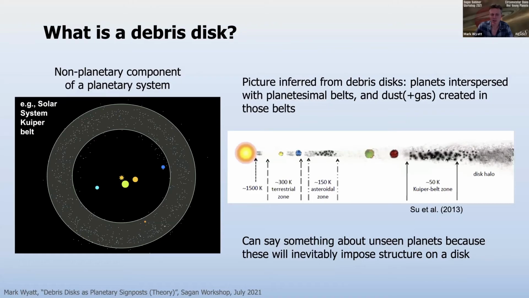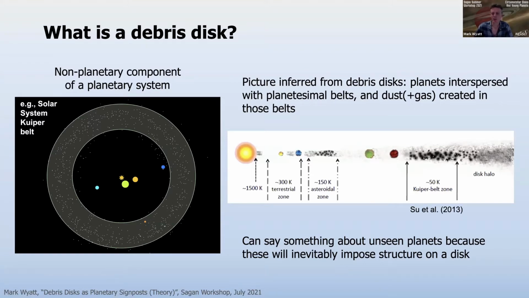So first of all, let's get on the same page about what a debris disk is, seeing as we've been talking about protoplanetary disks until now. The perspective that I'm going to be using in this talk is that debris disks are a component of a planetary system. They are anything that is in a planetary system that isn't a planet. So, for example, in the solar system, we have the comets orbiting the sun beyond Neptune, and we also have the asteroid belt orbiting much closer in, as well as any of the dust and gas that comes from them.